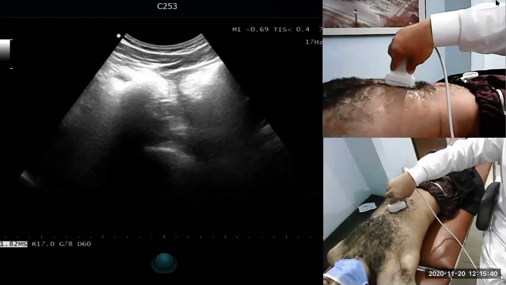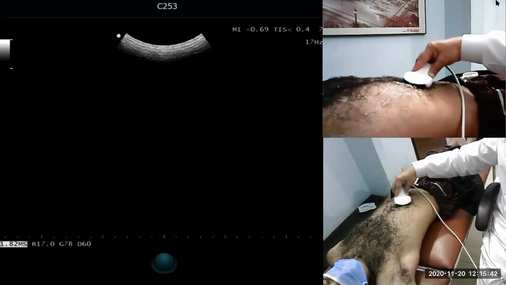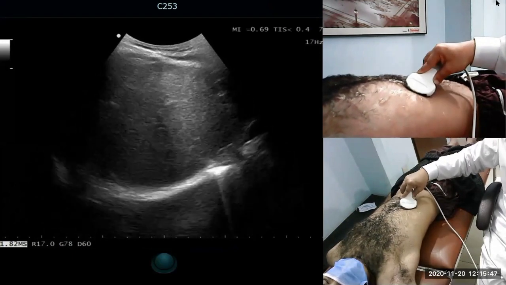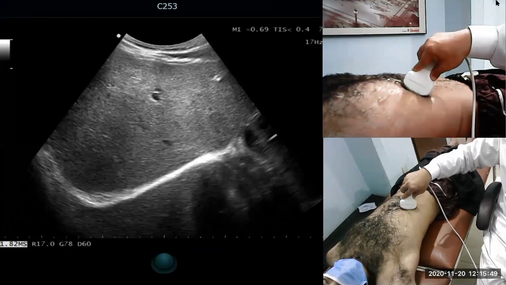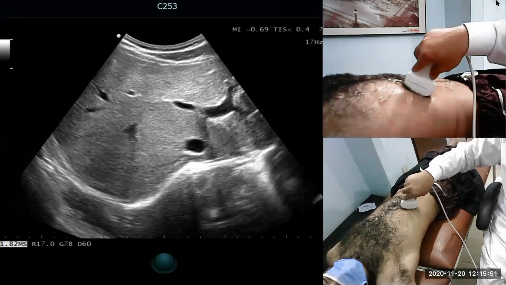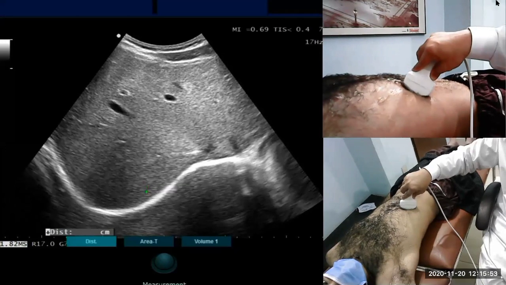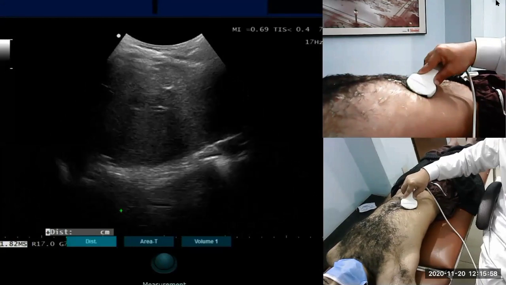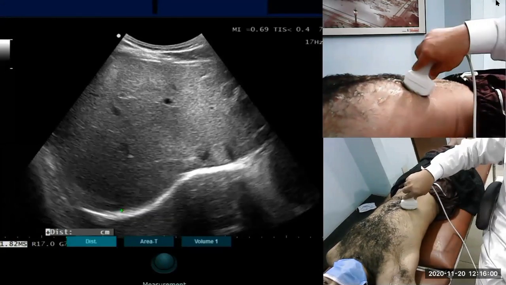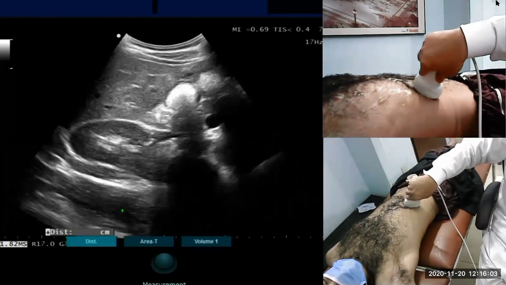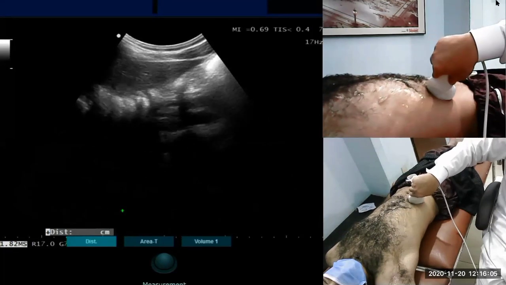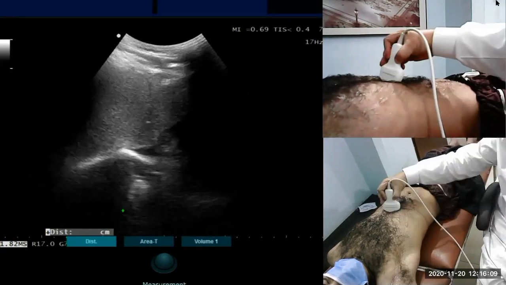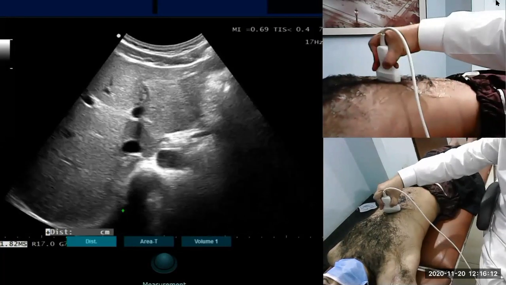Now I go down. Once again, from the right side. There you see, I can see the dome here as I move facing upward, and then I rise and I see the liver in toto. I have seen the normal liver parenchyma.